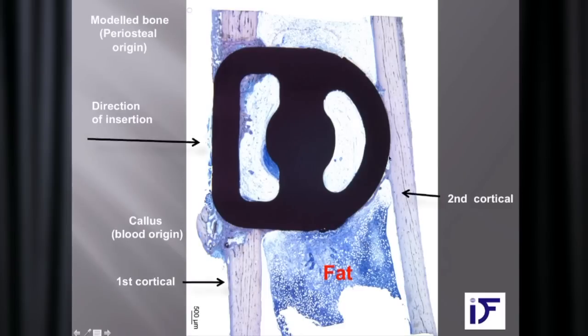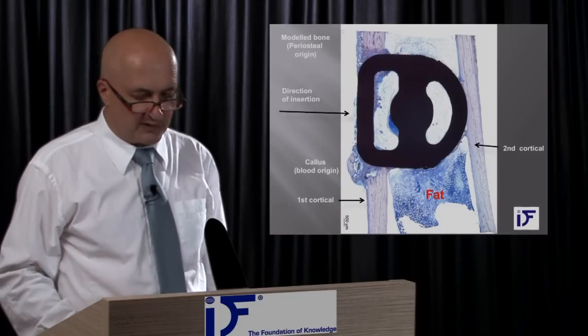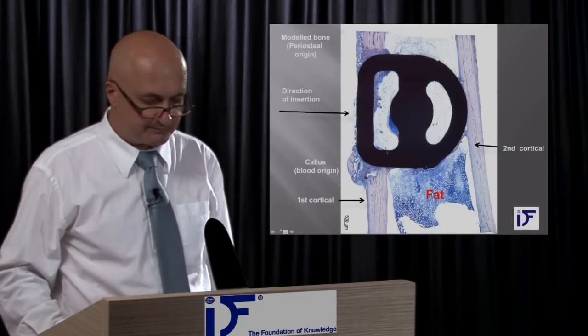There will be almost no reaction in the second cortical, but there's a lot of reaction in the first cortical. And of course, the first cortical is the cortical which is affected most, because there we really have a penetration of this instrument creating the osteotomy into the center of the bone.